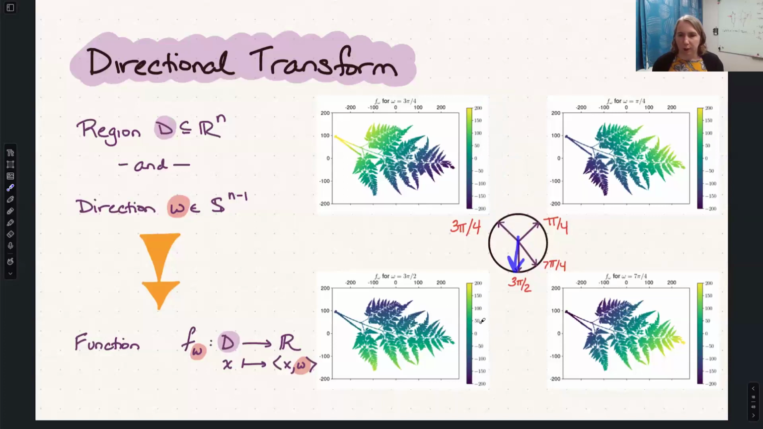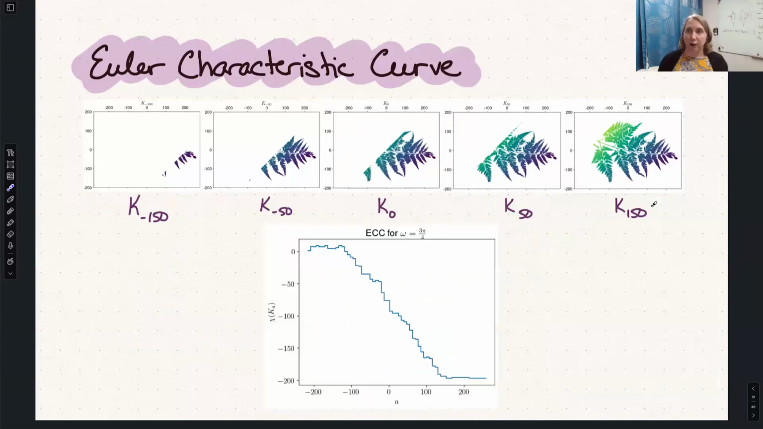So 3 pi over 2, so I'm going straight down. In this case, I've got level sets that do this. Here I've got level sets that do that. This guy's pi over 4, so this guy should be level sets that do that. Given any choice of direction, I can get a function on my space. And then given any function on my space, I can come up with one of these Euler characteristic curves.